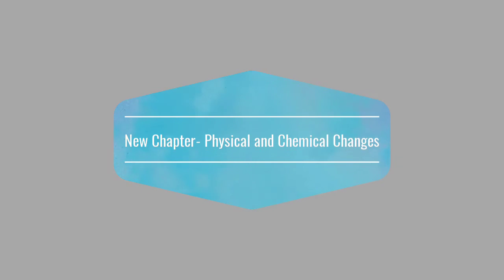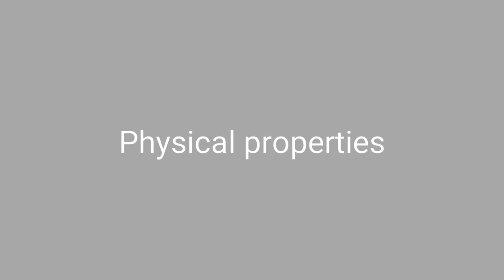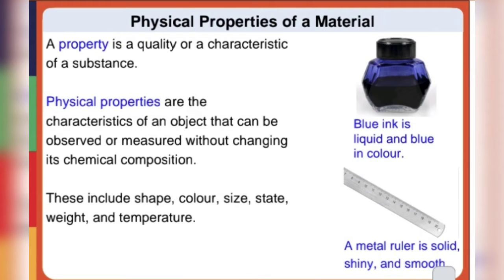Now, we are going to discuss our new chapter, physical and chemical changes. First of all, let's see what are physical properties. Physical properties are the characteristics of an object, which we can simply tell by looking at it. It includes shape, color, state, weight, and temperature. You can look at the objects, and can you tell its physical properties?